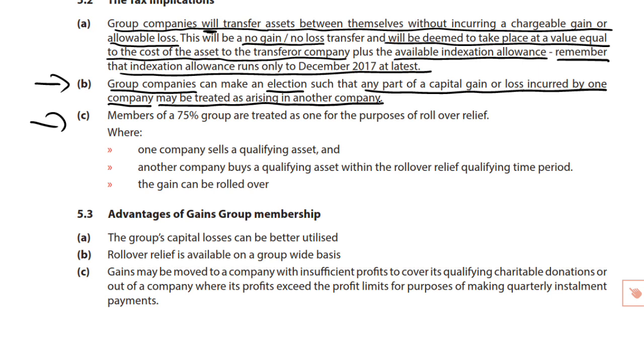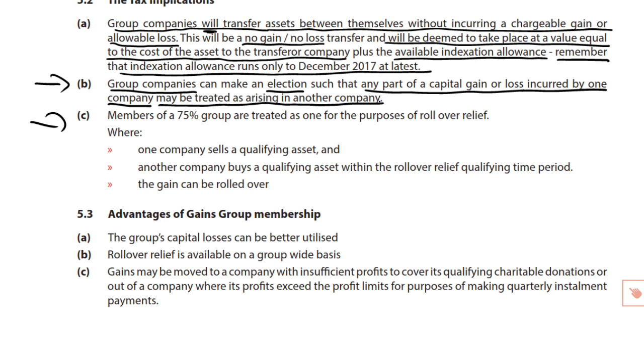Once you know the gains and losses for each company, for each period, once you know the profits of each company within the group for each period, you can look again at the gains and losses and deem any part of a gain or loss made by one gains group member to have been made by any other. Now that is a flexibility that will prove to be, as we'll see in our next session together, incredibly useful.